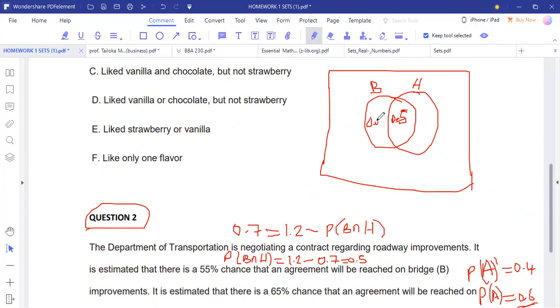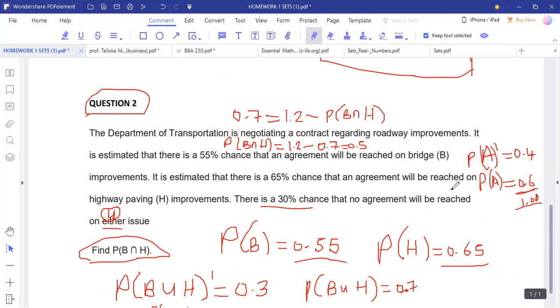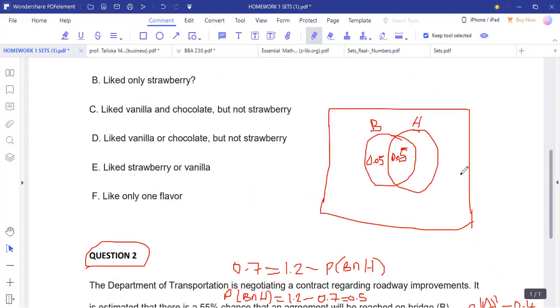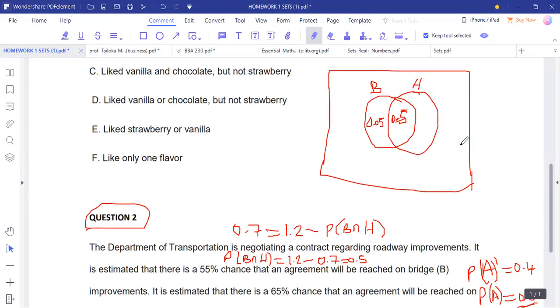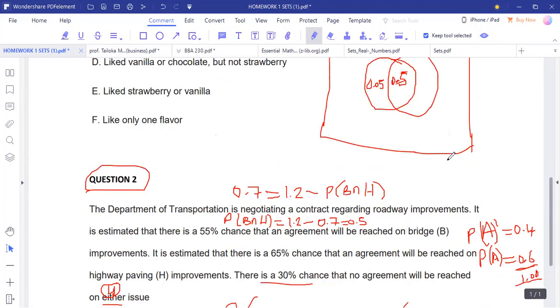So here is 0.05. Then what is for H only? Who can give me for H only? For H it is 0.65. But what was the H only? Minus 0.5. So what is for H only?